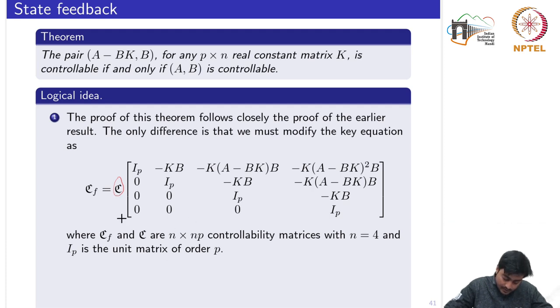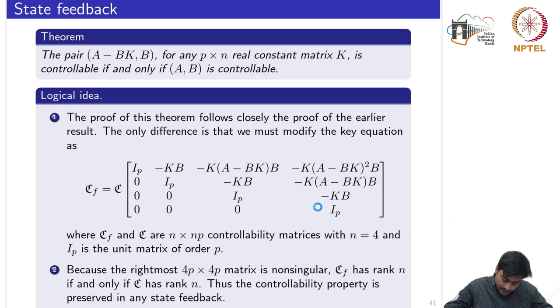If you see the rightmost part of this equation, this is an upper triangular matrix with all the diagonal elements as the identity matrix of dimension p. So this matrix would be a square matrix and would definitely be non-singular. Now to ensure that the controllability matrix of the closed loop, C_F, is also full rank, we only need the controllability matrix of the plant to be full rank. So only this part would remain changed. Otherwise, the rest of the proof would be similar.